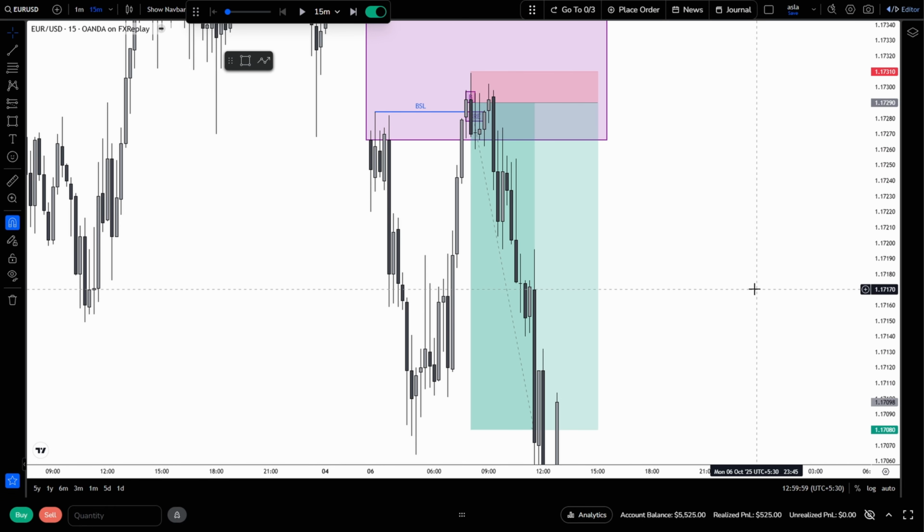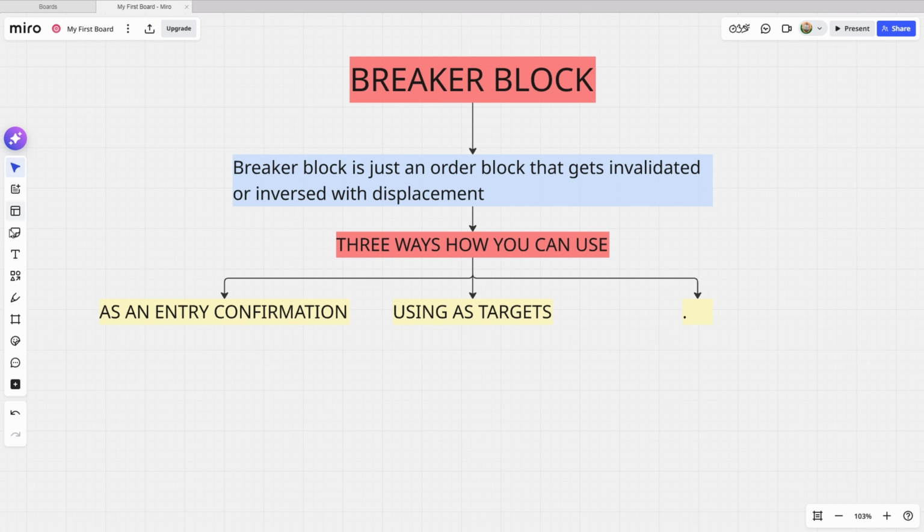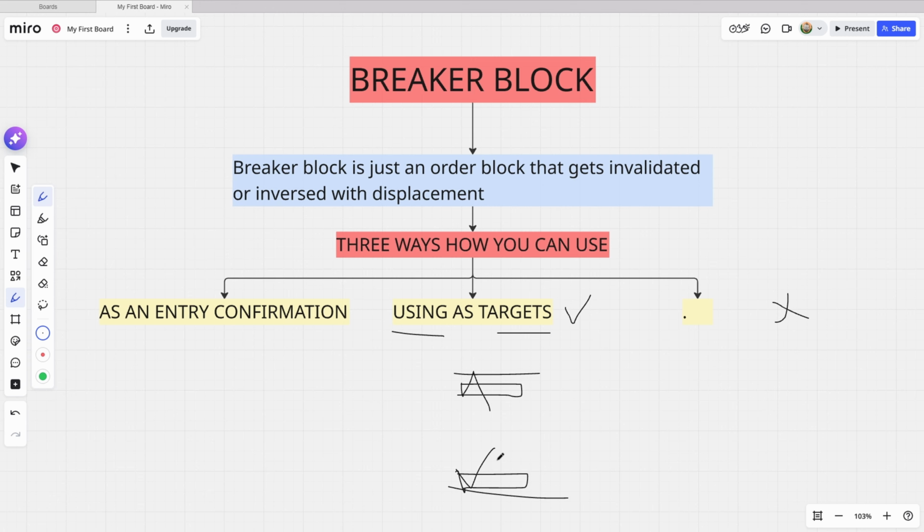Now let's move on to the second way of using breaker blocks in your trading. The second way of using breaker blocks in your trading is by using them as targets. In this approach, there is nothing complicated. Instead of targeting opposing side swing highs or swing lows, we simply target unfilled breaker blocks that are sitting in premium or discount. The idea is very simple.